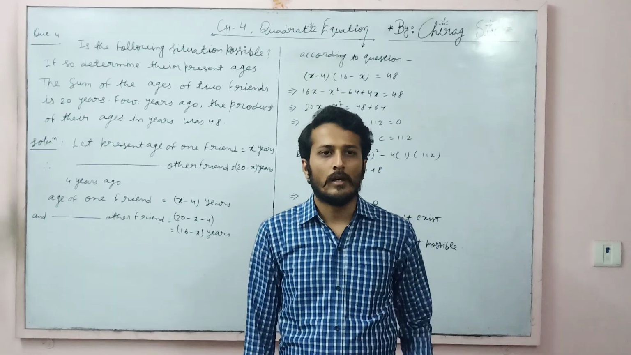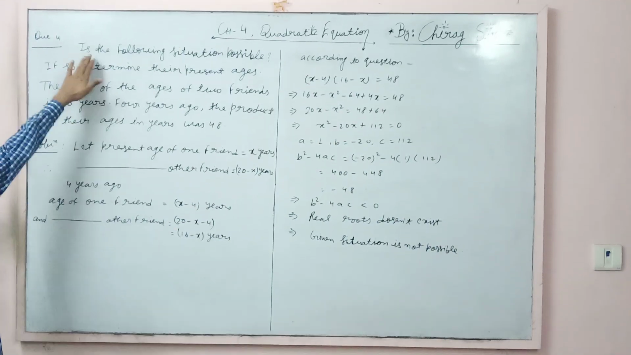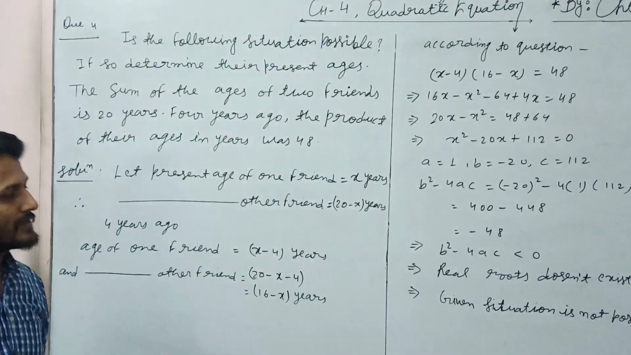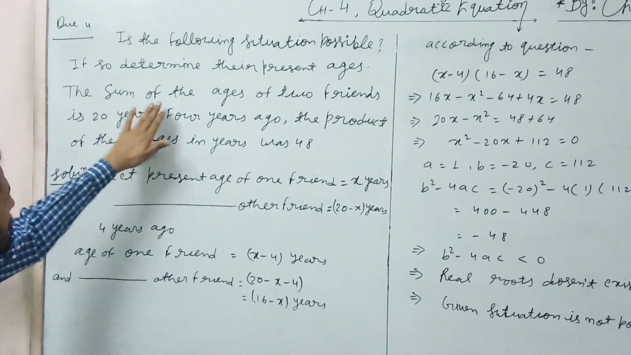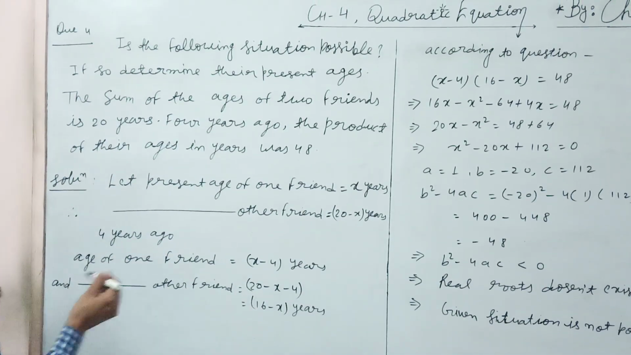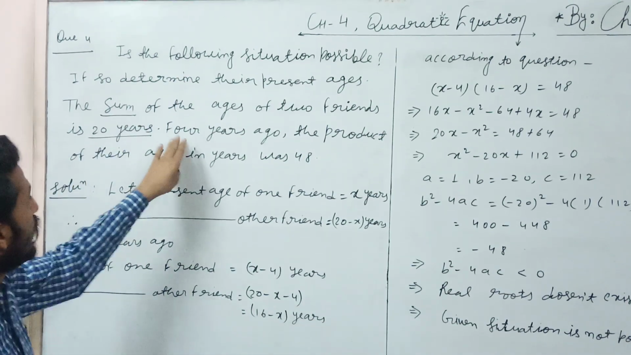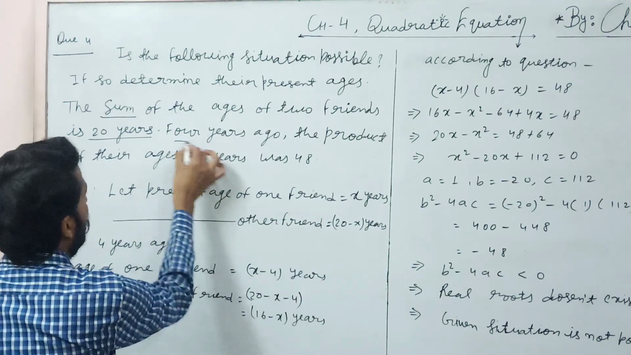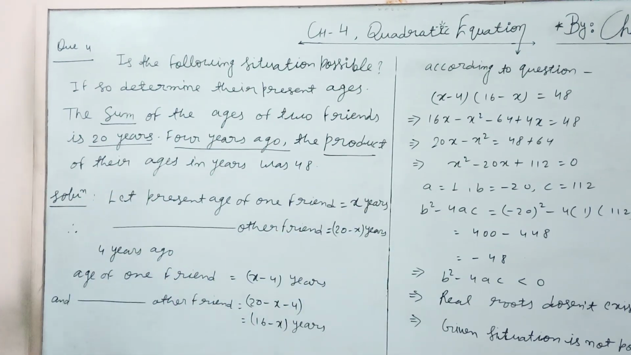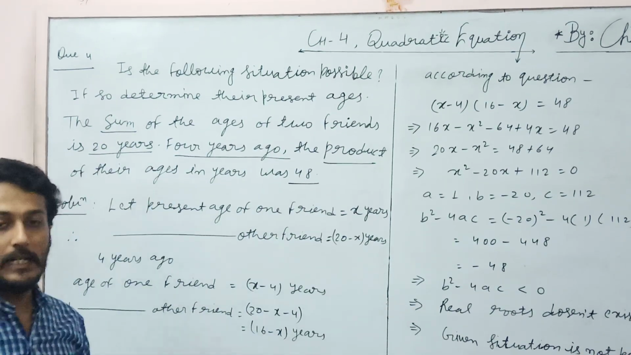Let's consider one more example, that is: is the following situation possible? If so, determine their present ages. The sum of the ages of two friends is 20 years. Underline, sum is 20 years. 4 years ago, the product of their ages in years was 48.